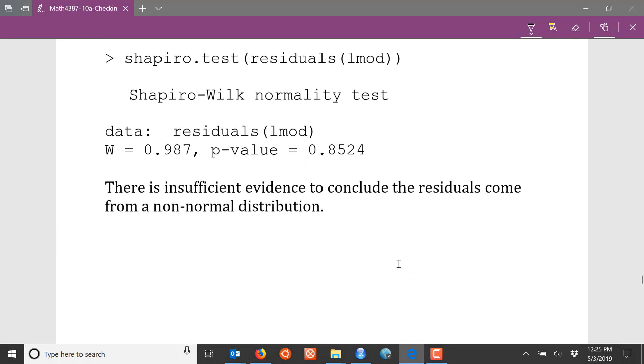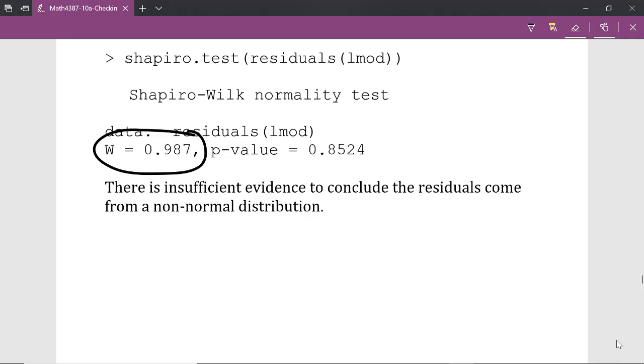Lastly, I did perform a Shapiro-Wilk test on the residuals of our fitted model. We didn't even look at the form of the test statistic right here, so we can't really quantify whether that's large or small. However, the p-value of 0.85 is a very large p-value. And so I'm going to fail to reject the null hypothesis that the residuals are a random sample from a normal distribution. Granted, there's still the issue of whether in fact the residuals are a random sample at all, but at least the residuals are consistent with a random sample coming from a normal distribution. So we have insufficient evidence to conclude the residuals come from a non-normal distribution.